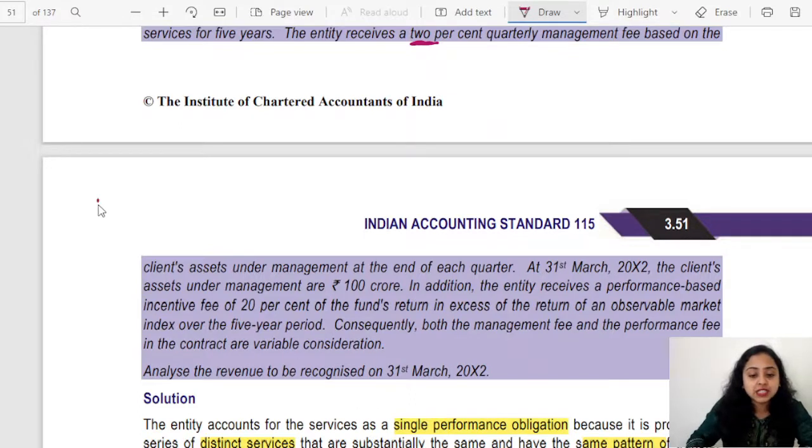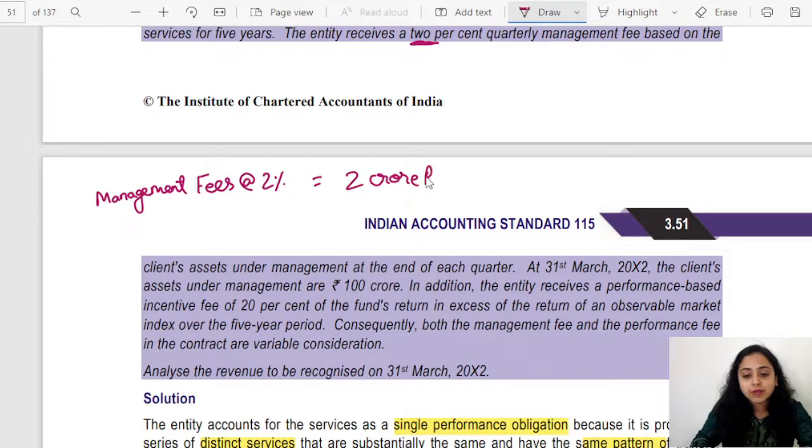Okay, management fees at the rate 2% equals 2 crore rupees. In addition, the entity receives a performance based incentive. There are two variable things. One is management fees and second is performance based incentive. That is 20% of the fund's return in excess of the return of an observable market index over a 5 years period. Consequently, both the management fees and the performance fees of the contract are variable consideration. How will you record it?